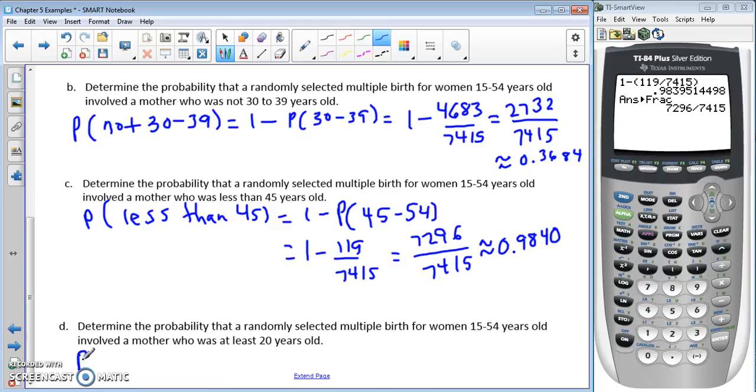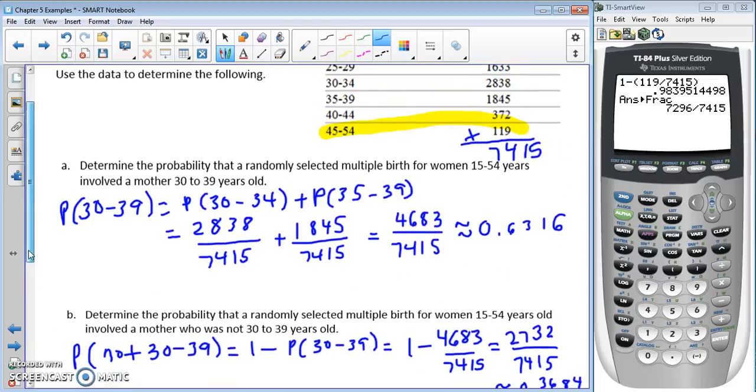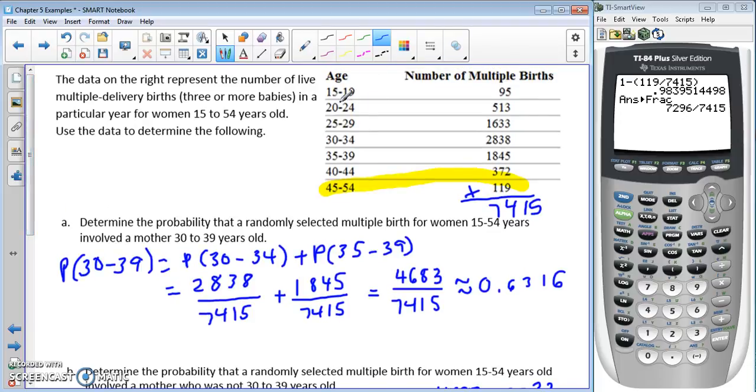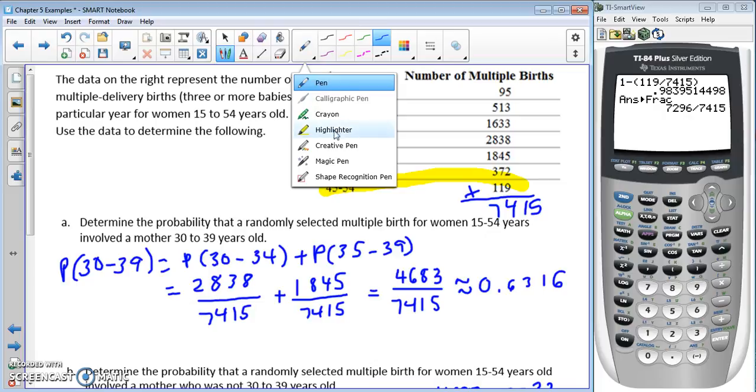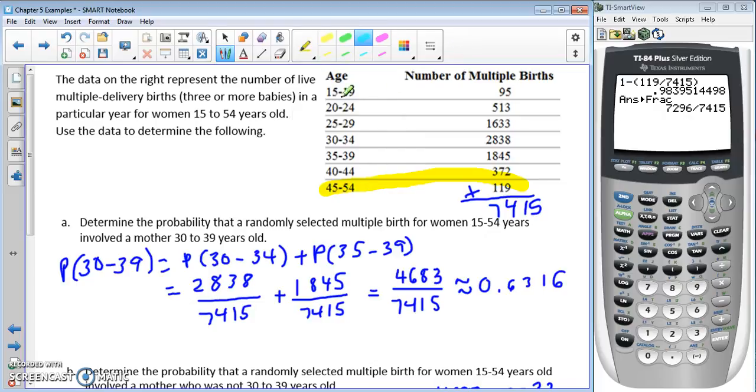Let's write that down. Probability of at least 20. So let's scroll back up to our table here. So at least 20, so that's everything down. So again, the easiest thing to do here would be to look at the complement and use that top one of 95, because at least we would be looking at these bottom categories and adding all of those together.